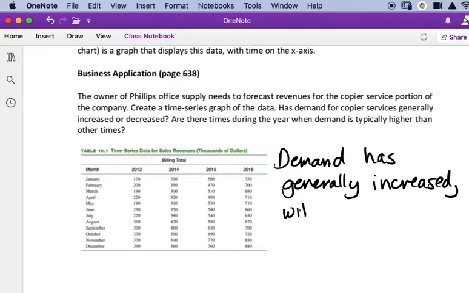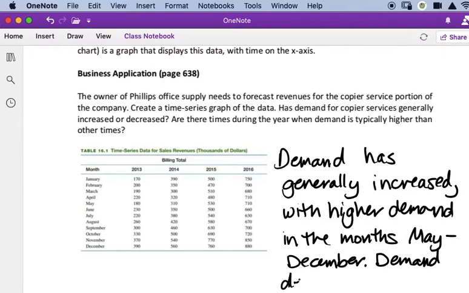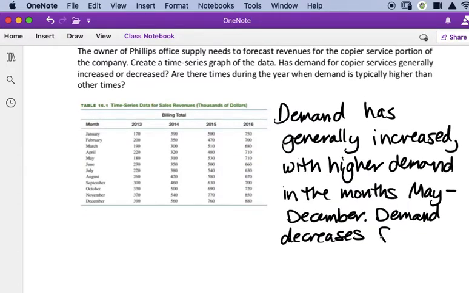With higher demand, we'll say in the months May through December. Demand, or sales really, is what we're looking at. Decreases from January to April. And so we don't really know why that is.